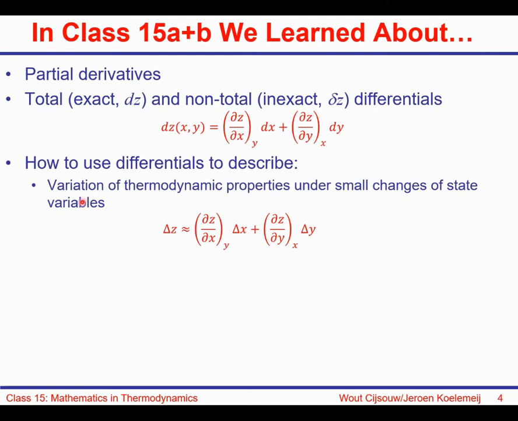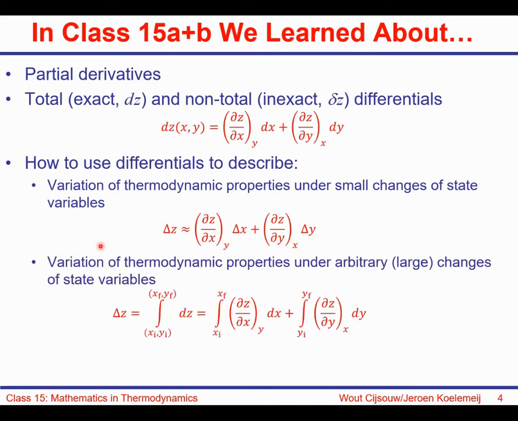We've also learned a trick that allows us to use this expression, this total differential, to describe changes of thermodynamic properties under the assumption of small changes of state variables, so small values of delta x and delta y leading to a small value of delta z. But we also learned that in the case that the changes are much larger than that, it's actually better to perform the path integral, which is expressed over here.